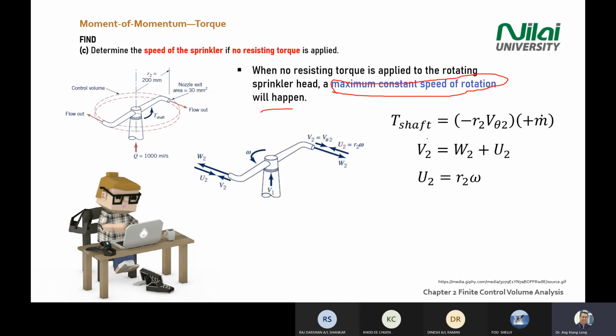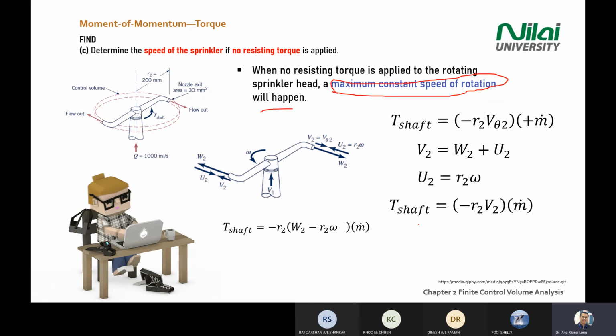So how to find the maximum? Again, use back the three equations just now. T shaft equal to negative R V times m dot. Use V equal to W2 plus U2. U2 equal to R omega. So you replace the V2, and at the end, you will get T shaft equal to minus R2, and you substitute this equation here, you will get W2 minus R omega times m dot.